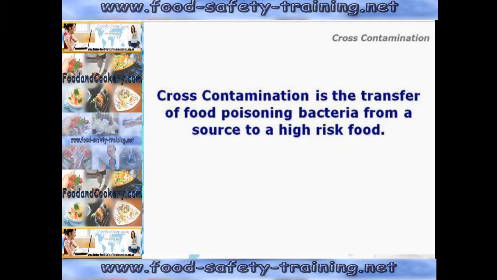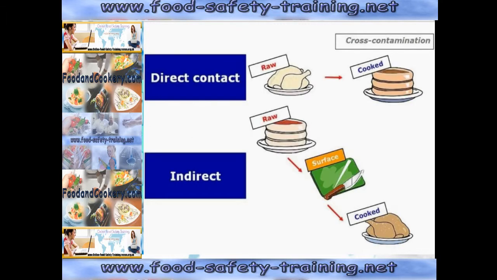Now let's look at the definition of cross-contamination. Cross-contamination is the transfer of food poisoning bacteria from a source to a high-risk food. There are several different types of cross-contamination. There's direct contact cross-contamination, where raw food actually touches high-risk food, and there's indirect cross-contamination, where the bacteria get from the raw food via what we call a vehicle. That could be a knife, a work surface, a chopping board, a cloth, etc. And then the bacteria end up from the vehicle onto the high-risk food.